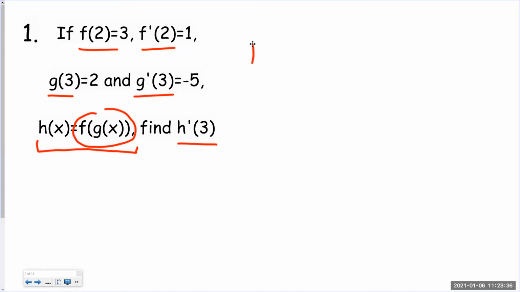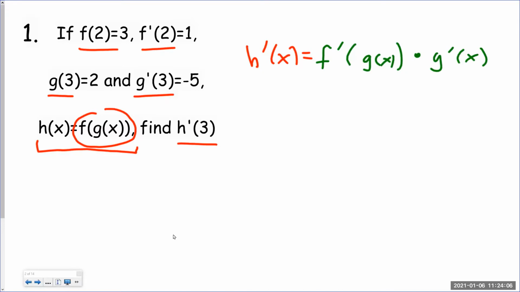So if h of x is equal to f of g of x, then h prime of x, and it's good to keep the x in there, guys, because if you do, you know where to plug in the 3. Otherwise, it's hard to know where to plug in the 3. H prime of x is equal to, now guys, what's the chain rule? The derivative of the outside, leave the what? Leave it alone, guys, leave him alone, okay? Then multiply by the derivative of the inside, okay?